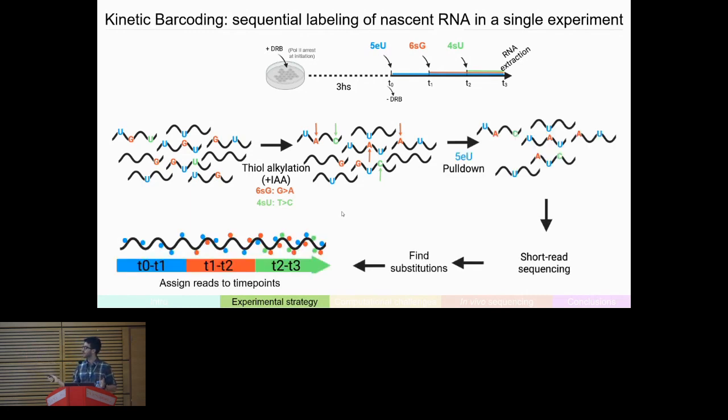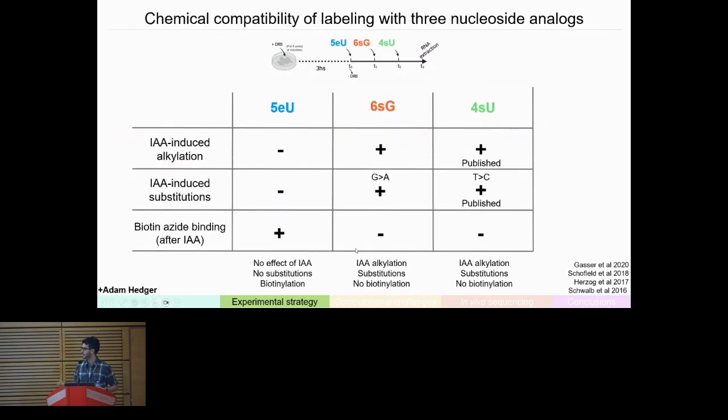So we actually had to check the chemistry here because some things could react with each other, and we just need to be able to do it. I'm not going to show those results because this is not a chemistry conference, and I'm also not a chemist. But what we need is for 5-EU to be specifically biotinylated at pull down, and we don't need any nucleotide substitutions in 5-EU. For 6-SG and 4-SU, we don't need them to react with the biotin, so we don't want to pull them down, but we do need to be able to induce these substitutions.